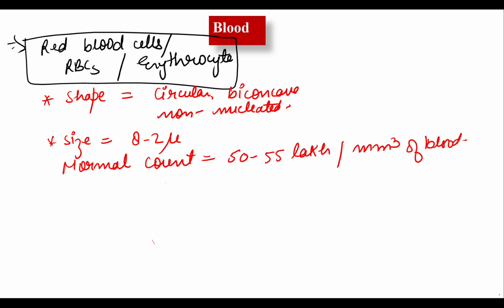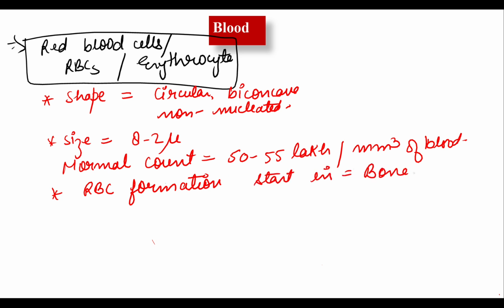And the process of formation of RBCs is known as erythropoiesis, okay. And where are RBCs formed? RBC formation starts in the bone marrow, okay. This can be framed as a question. We will discuss the bone marrow and the details of erythropoiesis in higher classes, okay, clear.